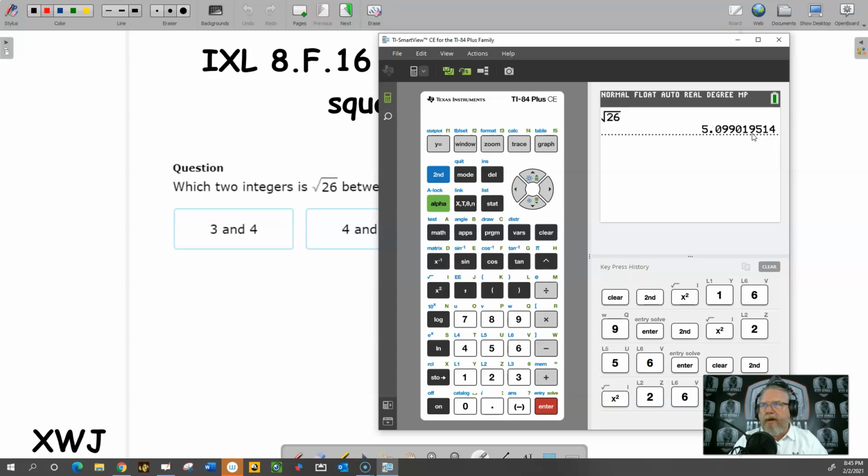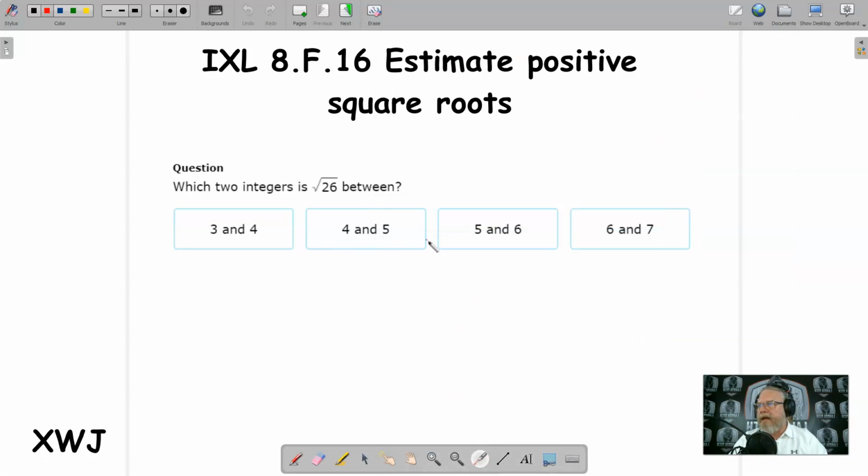A little bit of bonus there. Anytime you take the square root of a number that's not a perfect square, you're going to get an irrational number. So we see that it is greater than 5 but less than 6. So let's go ahead and use that information here. And we see right here is our selection of between 5 and 6.